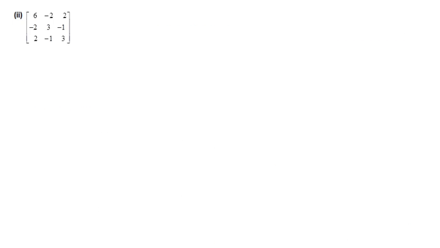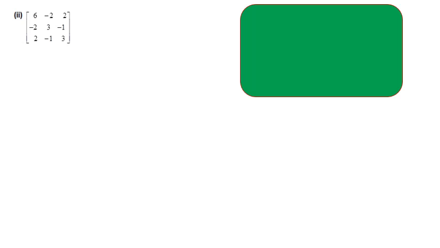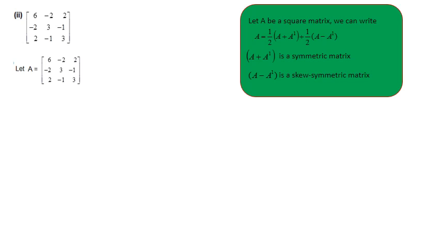Now move on to the next question. That is a 3 by 3 matrix given to you. We have to write it as a sum of symmetric and skew symmetric matrix. We have to recall the concepts. That is, there is a square matrix A, and we have to rewrite A as 1 by 2 into A plus A transpose plus 1 by 2 into A minus A transpose. So when you rewrite these two, A plus A transpose is a symmetric matrix and A minus A transpose is a skew symmetric matrix. So here when you come to the answer, we have to take the matrix as A.